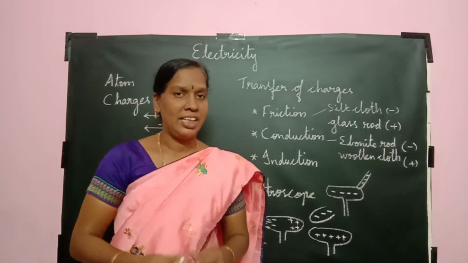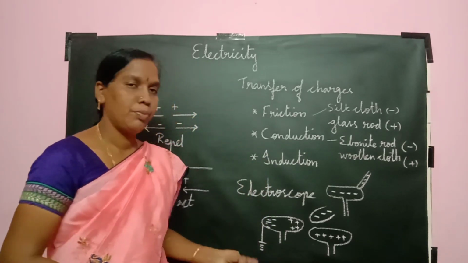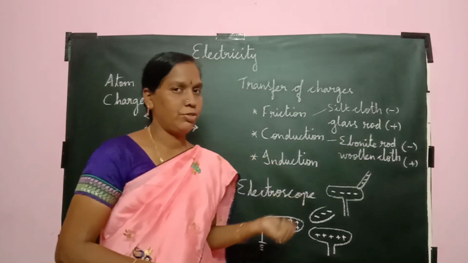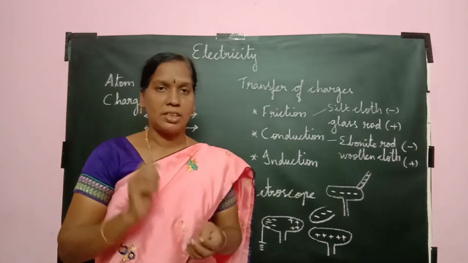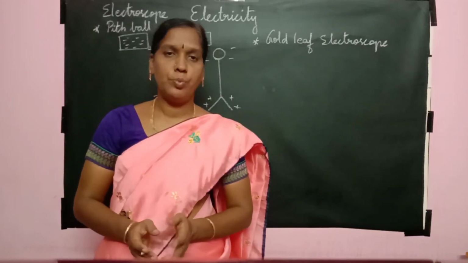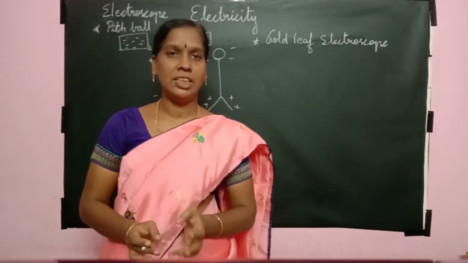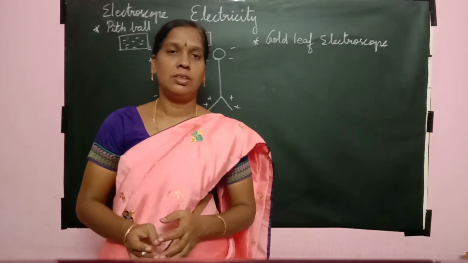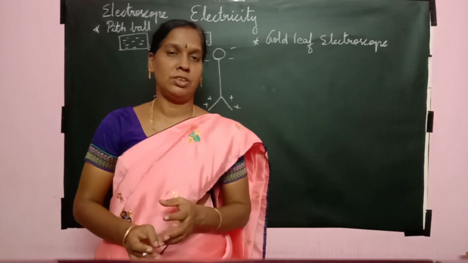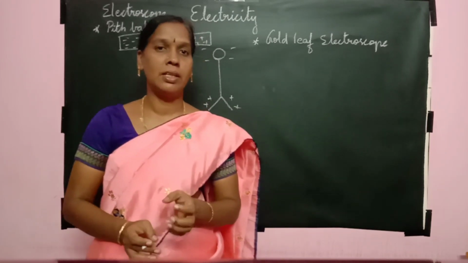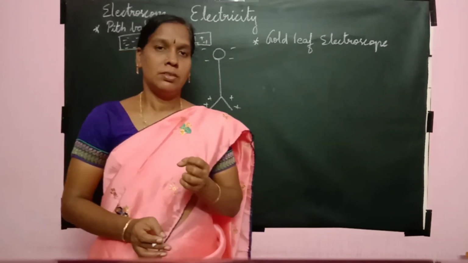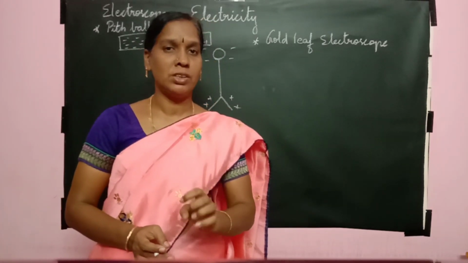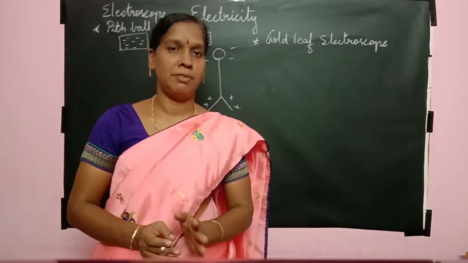Next we move on to the electroscope. An electroscope works on the principle of transfer of charges by touching. An electroscope is an instrument used to detect or measure the charges present on a body. The first electroscope was discovered by the scientist Gilbert, who introduced a simple experiment using electrical devices.